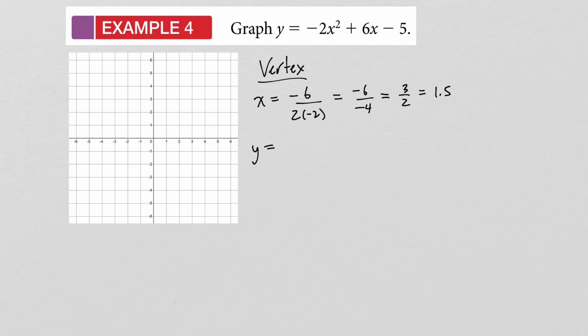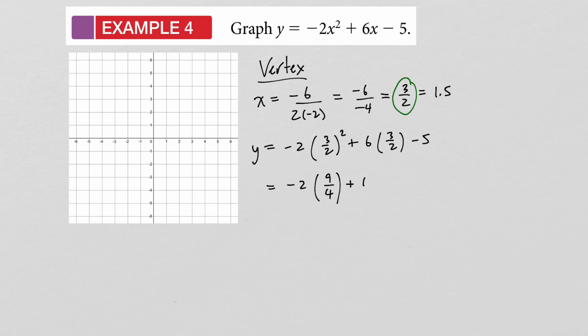The y coordinate, now when I plug in the x value, I'm going to actually plug in 3/2. It's a little bit easier to plug in. -2 times 3/2 squared plus 6 times 3/2 and then -5. So this is -2 times 9/4 plus 6 times 3/2 minus 5. Now we'll do a little canceling. 2 goes into 4 2 times.